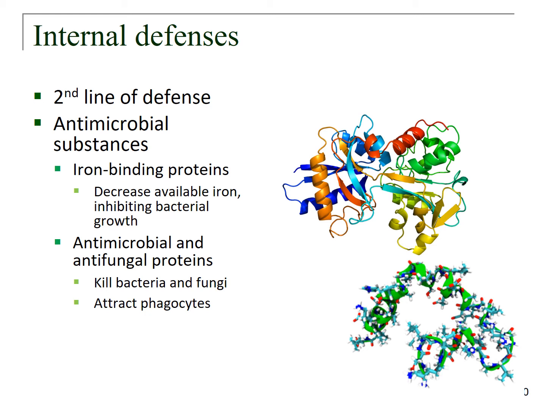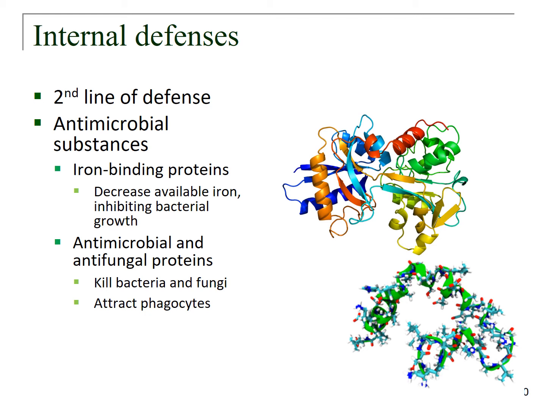The top molecule on the right is an iron-binding protein. Bacterial growth occurs faster when there's a higher amount of available iron, and what these proteins will do is decrease the available iron in the bloodstream. Now, this won't kill any bacteria, but what it will do is slow their growth down enough for your immune system to be able to kill them.